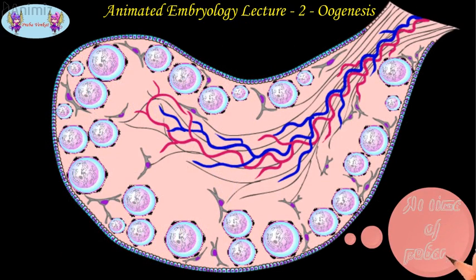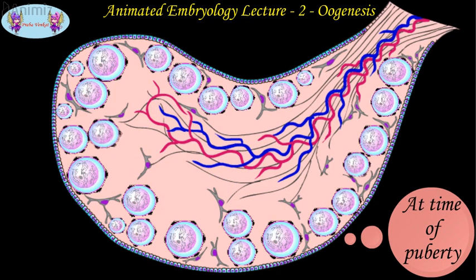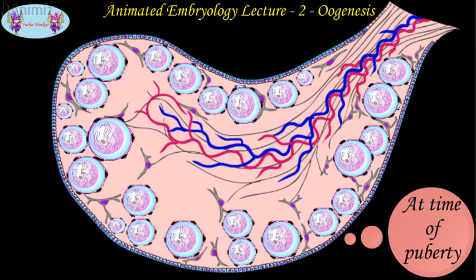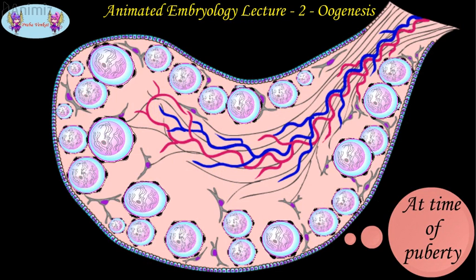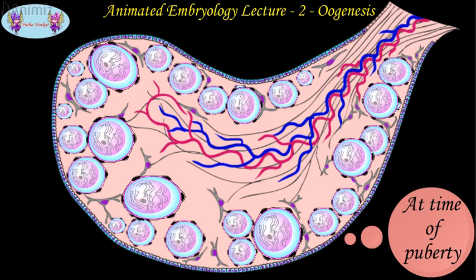At the time of puberty, a pool of growing follicles is established. Out of that, only 15 to 20 primordial follicles begin to mature, and only one will attain full maturity and will be ovulated out. Others die along the way.